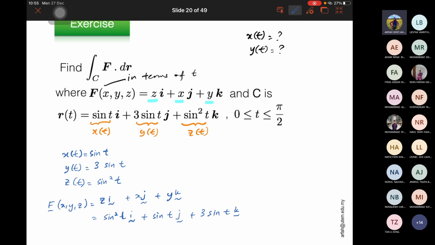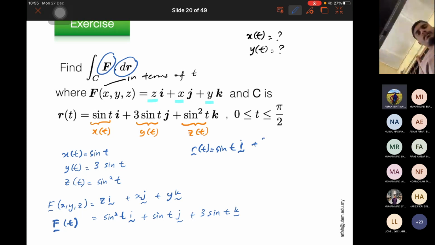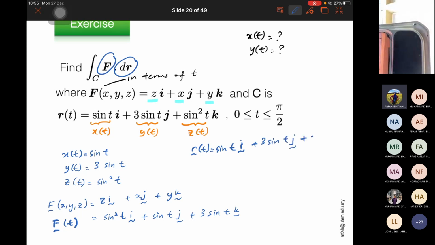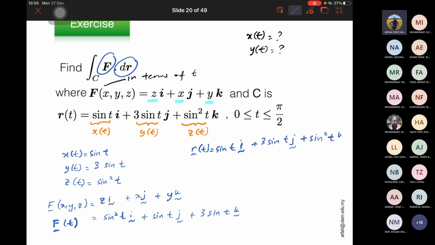So this is vector F in terms of t. Okay, and kita nak dapatkan lagi satu, F dan juga r(t), dr/dt. So r(t) sama dengan sin t i plus 3 sin t j plus sin square t k.